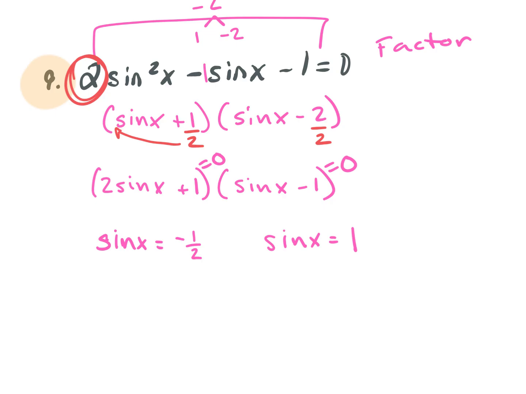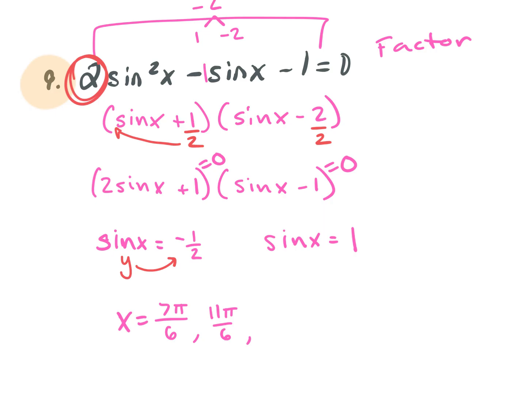Sine tells us we look for what? The y. So I want to see where on my unit circle do I have a y value that equals -1/2. 7 pi over 6 and 11 pi over 6.